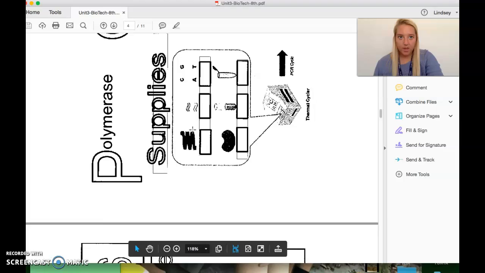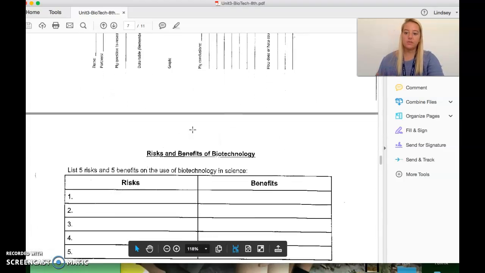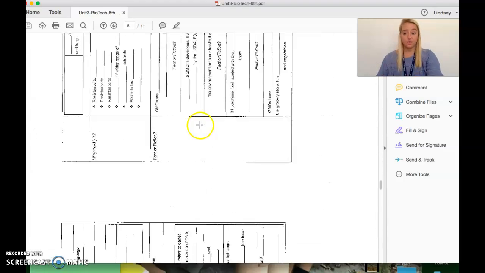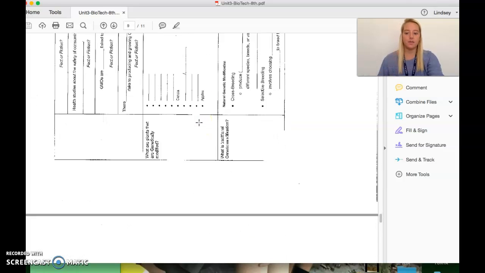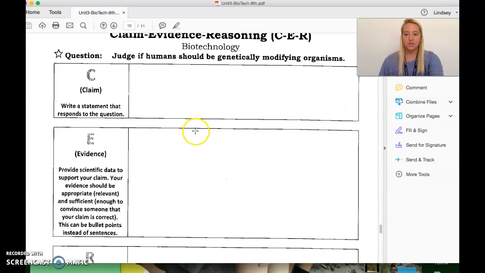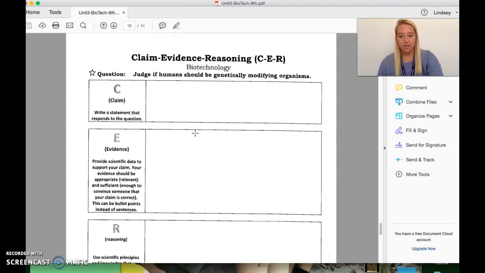What does it stand for? Claim, evidence, and reasoning. So the thing about science is we make these claims, but we also have evidence to back up whatever it is we're saying. So that's one of the things that I hope you learned from this class.